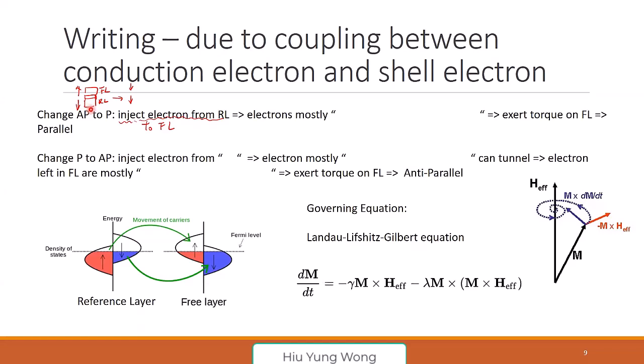Current moves from where to where? Positive to negative or negative to positive terminal? Conventional current moves from positive to negative, right? So it should move up. Current moves up. So then the electron is moving down, right? Because it's opposite. So if I want to inject electrons from the reference layer to the free layer, should I apply negative or positive? Negative, right? So negative voltage at the reference layer. Or let me just say V smaller than 0 at the reference layer.